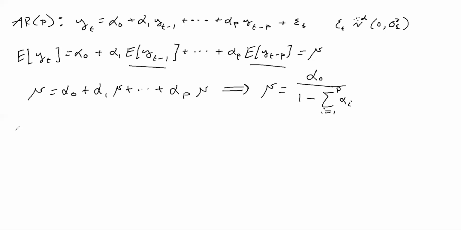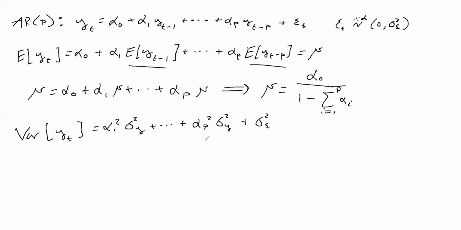So now for the variance. The variance of Y T would be equal to, again, the variance for the intercept is going to be 0. The variance for a constant is just 0. And we can factor out the constants for each of the Y terms. When you factor out a constant for the variance, it gives you the constant squared. So this means that it would be alpha 1 squared multiplied by the variance of Y, plus all the way to alpha P squared multiplied by the variance of Y, plus then the variance of our error term. And the error does have a variance.